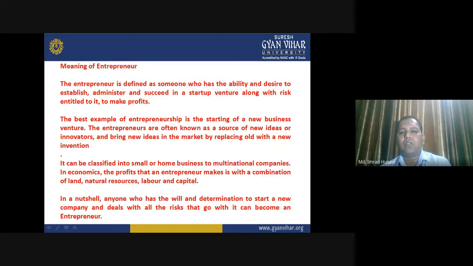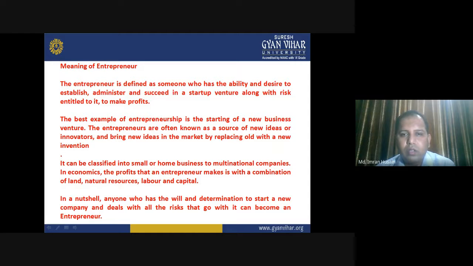The best example of entrepreneurship is the starting of a new business venture. A business venture and entrepreneurship are often known as a source of ideas or innovators, and they bring new ideas into the market by replacing the old with a new invention. So this is a very good example. Earlier, as you see in the example of the cell phone industry, landline telephones were used for communication, and they were not very reliable. It usually took a lot of time to get a phone connection, and it was not readily available for everyone. You had to wait for months to get a landline connection. And with the arrival of private companies, everything just flared up.